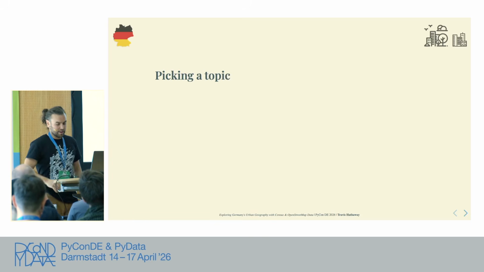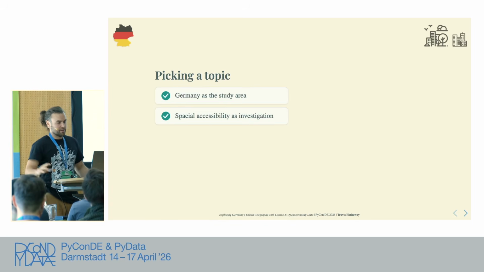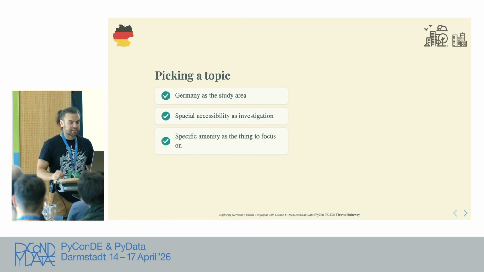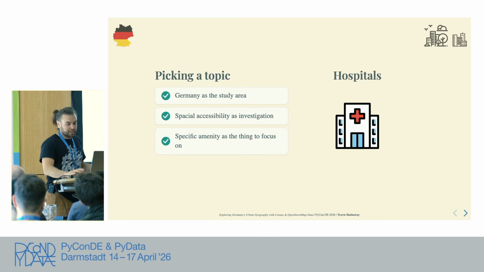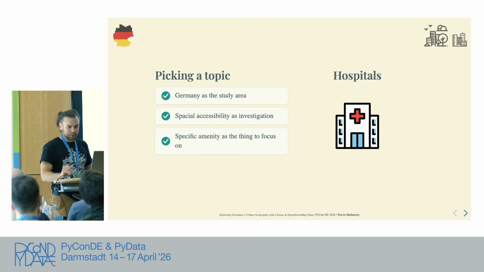So I was trying to pick a topic. I wanted to have Germany as the entire study area. I wanted spatial accessibility as an investigation means. And then I wanted to focus on a single amenity. And as I already said in the beginning, I ended up choosing hospitals for this. And one of the reasons I chose hospitals is because I wanted to stay topical.